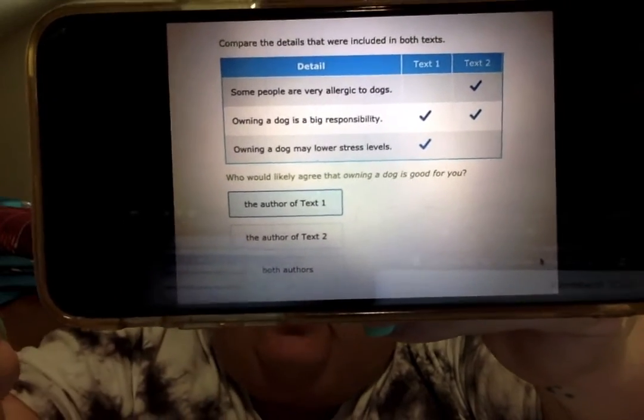So our choices are, well, I didn't ask the question. Sorry about that. Who would likely agree that owning a dog is good for you? The author of text 1, the author of text 2, or both authors. So that is when we take a look. We'll start with text 1. Text 1 has check marks beside owning a dog is a big responsibility, and owning a dog may lower stress levels.